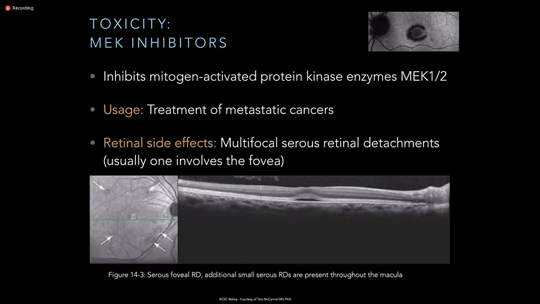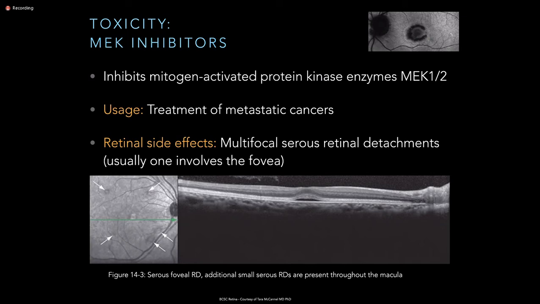MEK inhibitors are drugs that are used to treat a number of metastatic cancers. They inhibit mitogen-activated protein kinase enzymes, MEK1 and MEK2. And the retinal effects of these include multifocal serous retinal detachments, which oftentimes will involve the fovea if the patient presents with a drop in vision, but not necessarily. On the bottom here, on the left, there are arrows indicating all the different locations of these serous elevations. And on the right, you see the elevated subretinal fluid with the fovea.